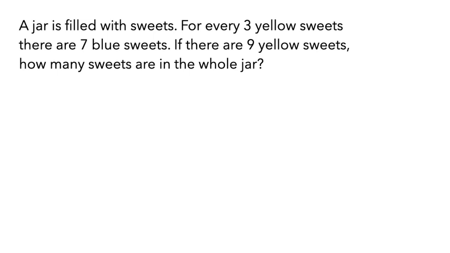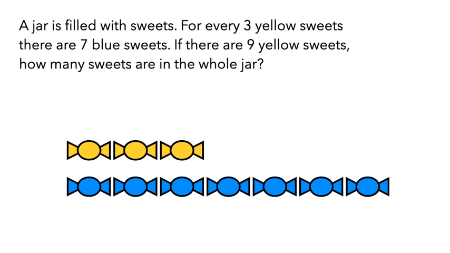Moving on to this next question: a jar is filled with sweets. For every 3 yellow sweets, there are 7 blue sweets. If there are 9 yellow sweets, how many sweets are in the whole jar? So we can see that our ratio is for every 3 yellow, we have 7 blue. So that's our ratio of sweets.